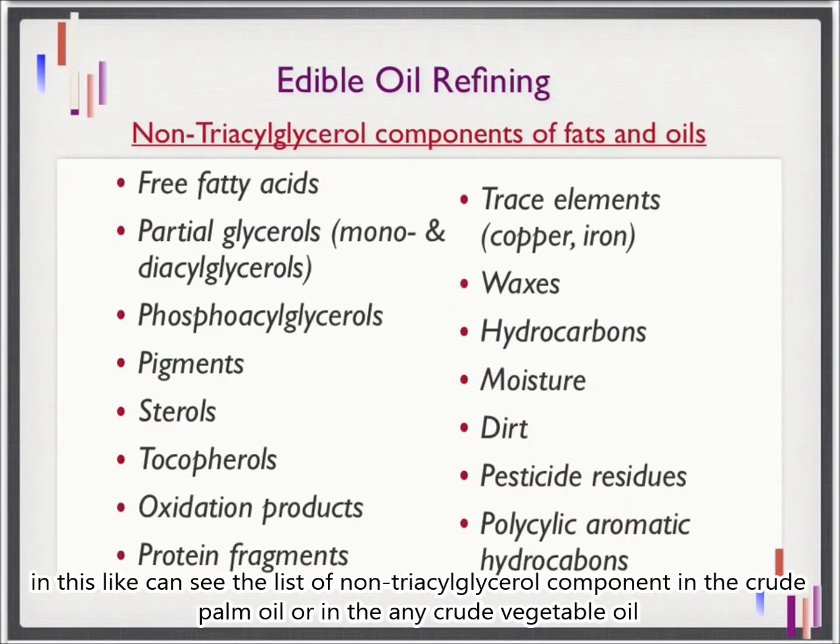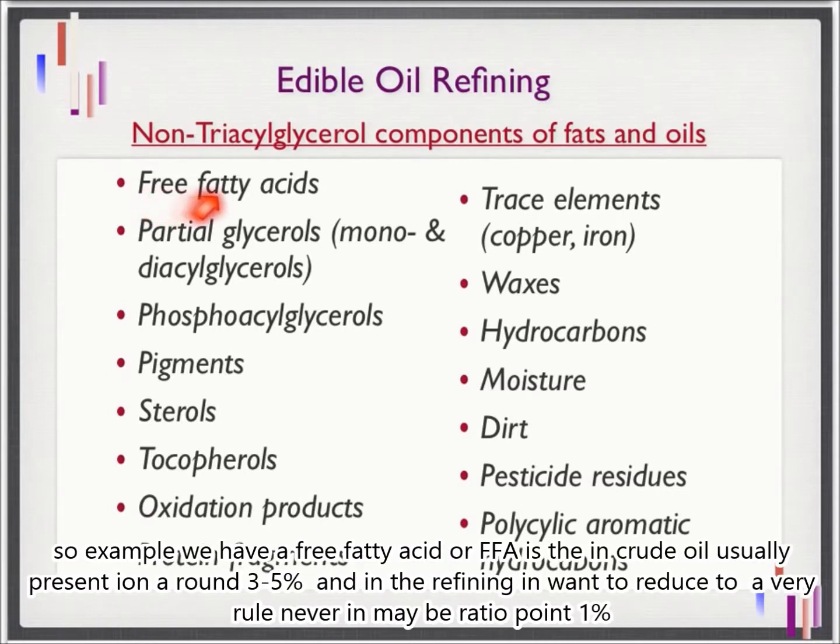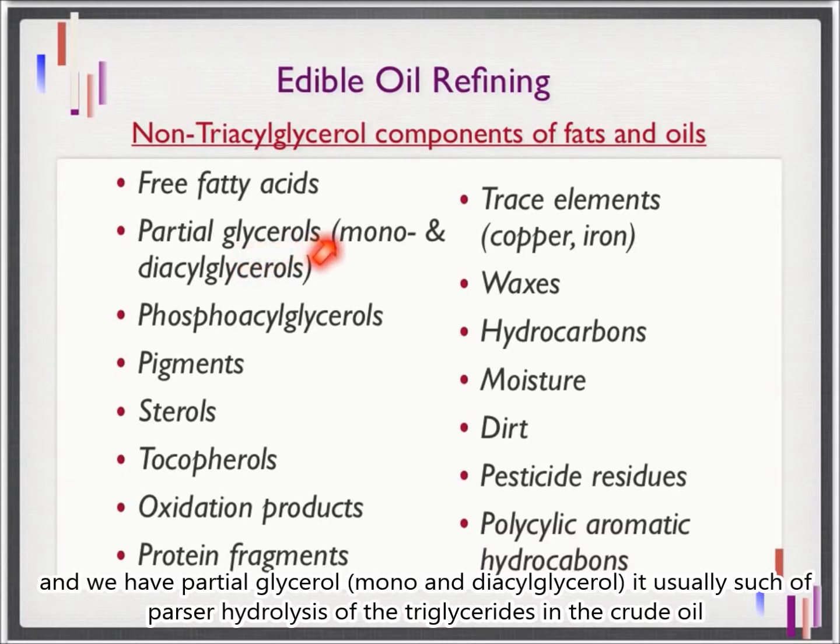In this slide, you can see the list of non-triacylglycerol components in the crude palm oil or in any crude vegetable oil. So for example, we have free fatty acid or FFA. This is usually present in the crude oil at around 3 to 5%, and in the refining we want to reduce it to a very low level, maybe less than 0.1%. And we have partial glycerols, mono and diglycerols, which are the results of partial hydrolysis of the triglycerides in the crude oil.